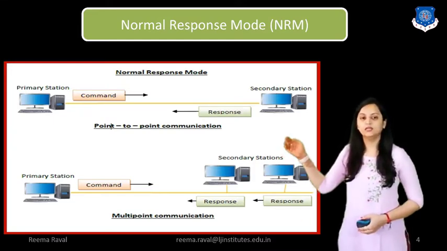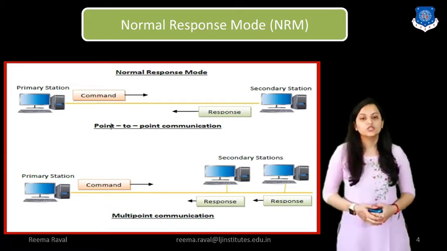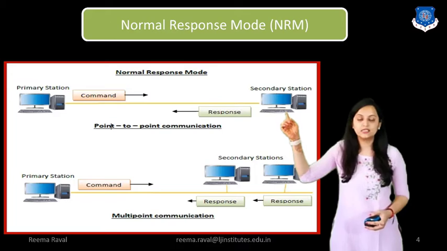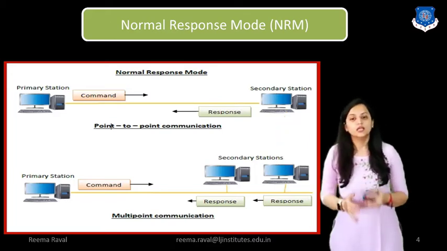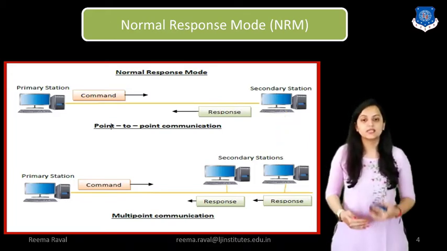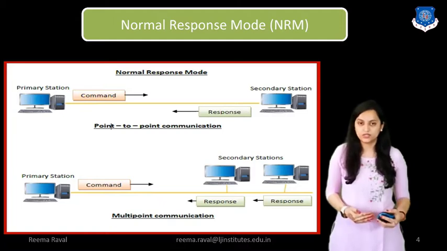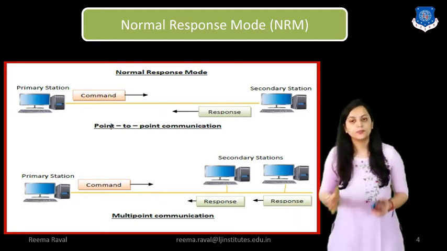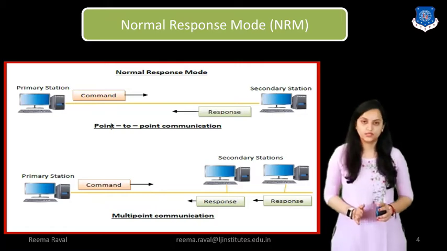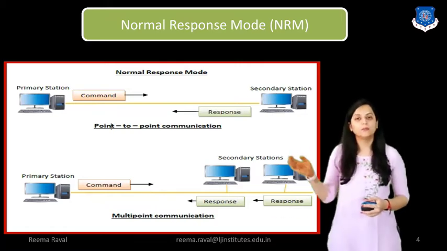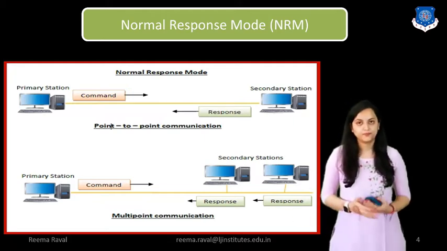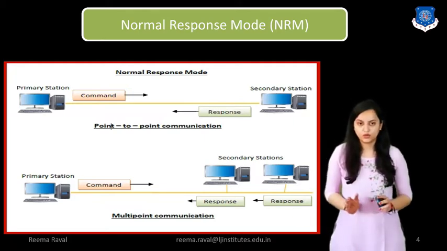First one, let us consider the point-to-point communication. In point-to-point communication, there is a single primary station and a single secondary station. Now, when the primary station sends a command to the secondary station, it will give the response to the primary station. That is the normal response mode. That means for the particular command received, the response is given back to the sender. That is called the normal response mode.